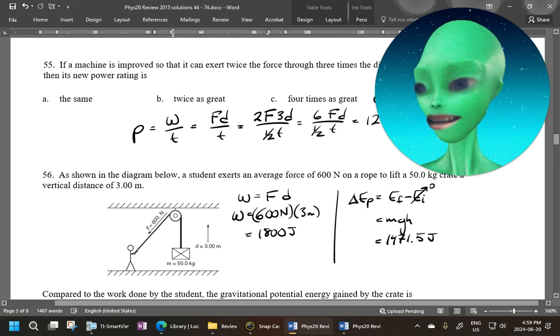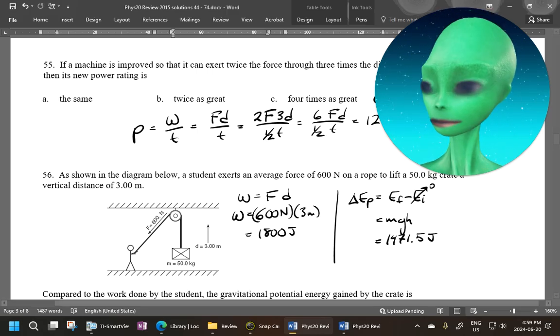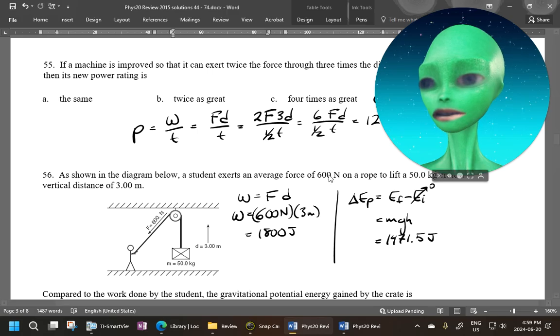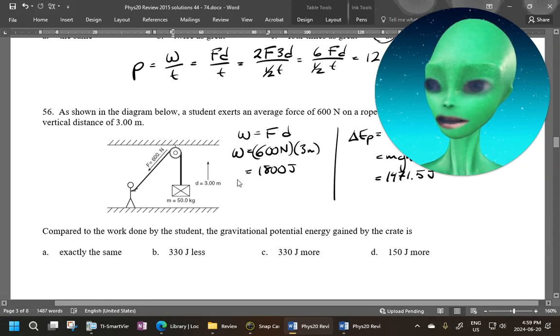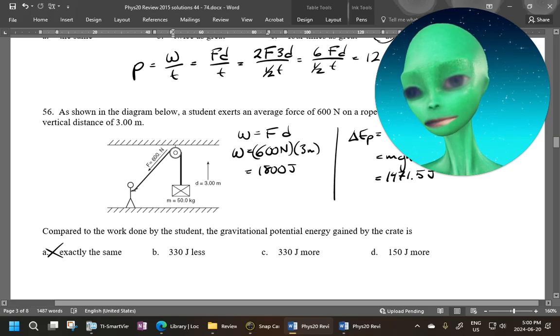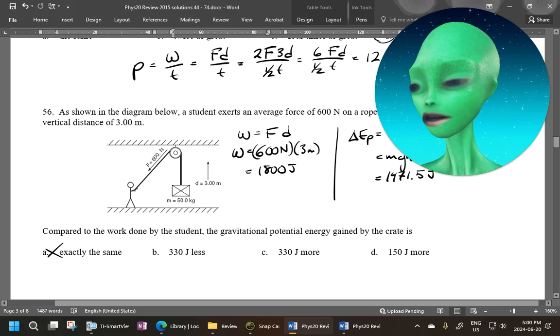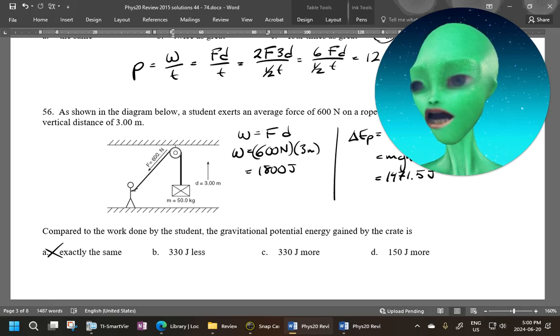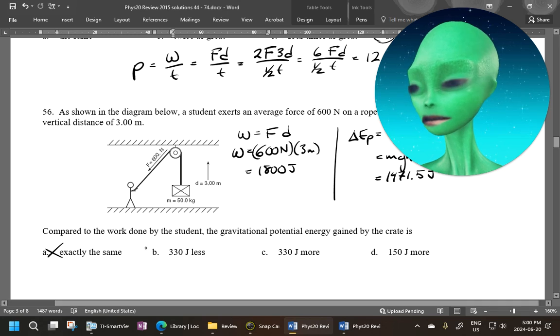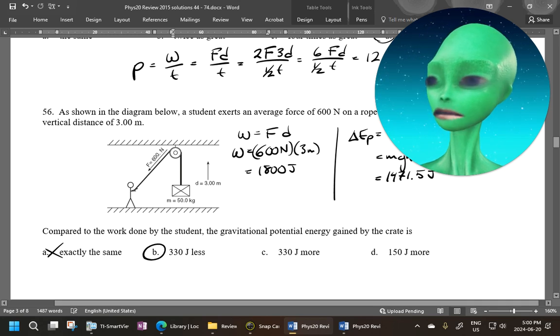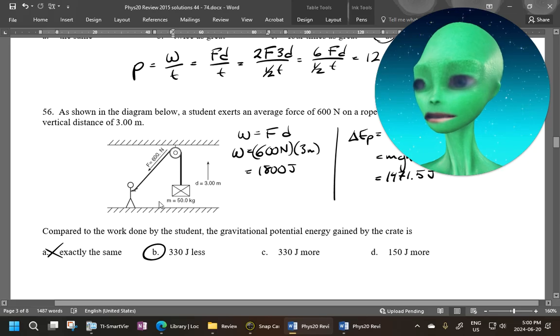Now you got to think, okay, where did the rest of this energy go? He added 1,800, but he only gained 1,400. So the rest must have gone into the kinetic or been lost due to friction or something. It's got to go somewhere. So in this case, it's not exactly the same, right? It's about 330. So compared to the work done, the gravitational is less. Yeah, 330 less. It makes sense. It would have to be less. It'd be weird if it was more, because how would that work?